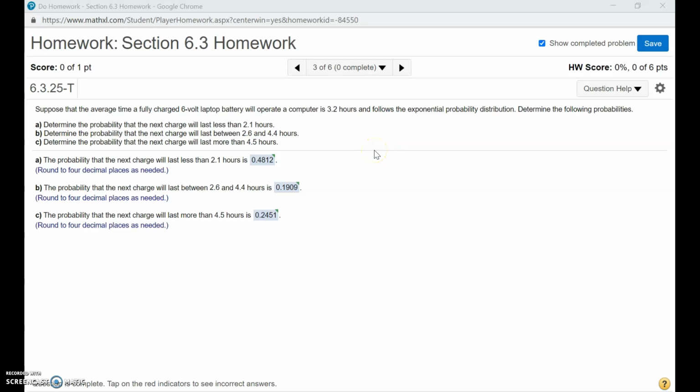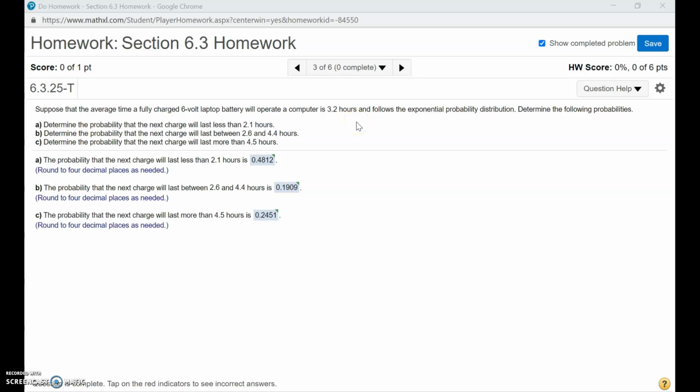Okay, this is exponential probability distribution. In this problem, I'm going to show you how to use Excel to calculate that. First of all, we have the average time a fully charged 6-volt laptop battery will operate is 3.2 hours.